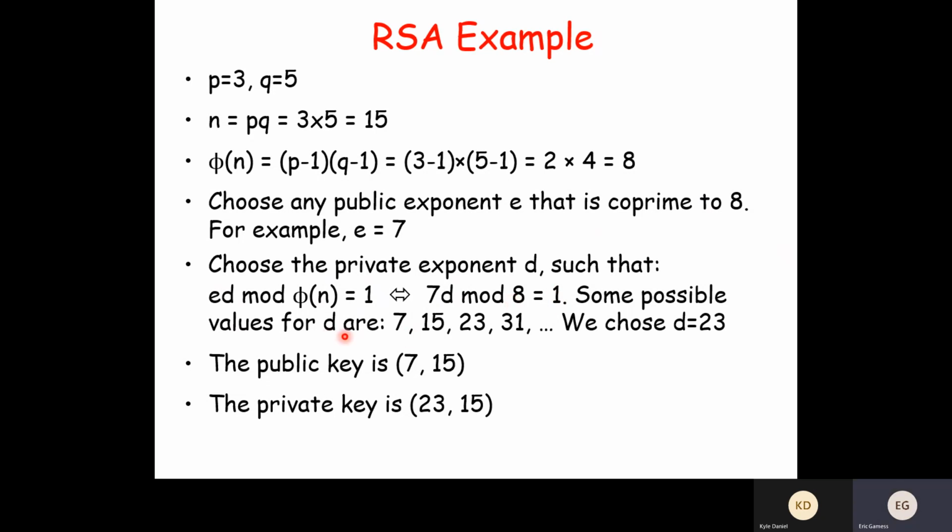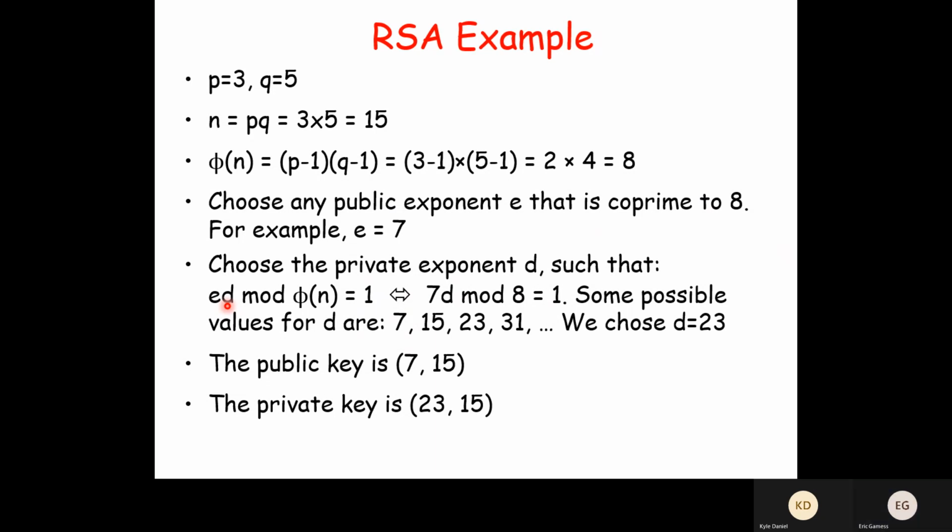So I need to resolve this equation. Possible values for D are these: 7, 15, 23, 31. Let's verify. What is 7 times 7? If I do E times D, if I take D as 7, we already know that E is 7. So 7 times 7 is 49. 49 modulo 8 is what? 1.